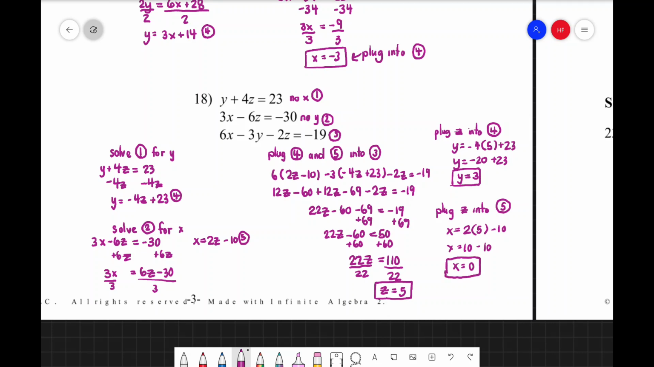So I have x, y, and z. So my final answer, we write as x, comma, y, comma, z. So 0, 3, 5.